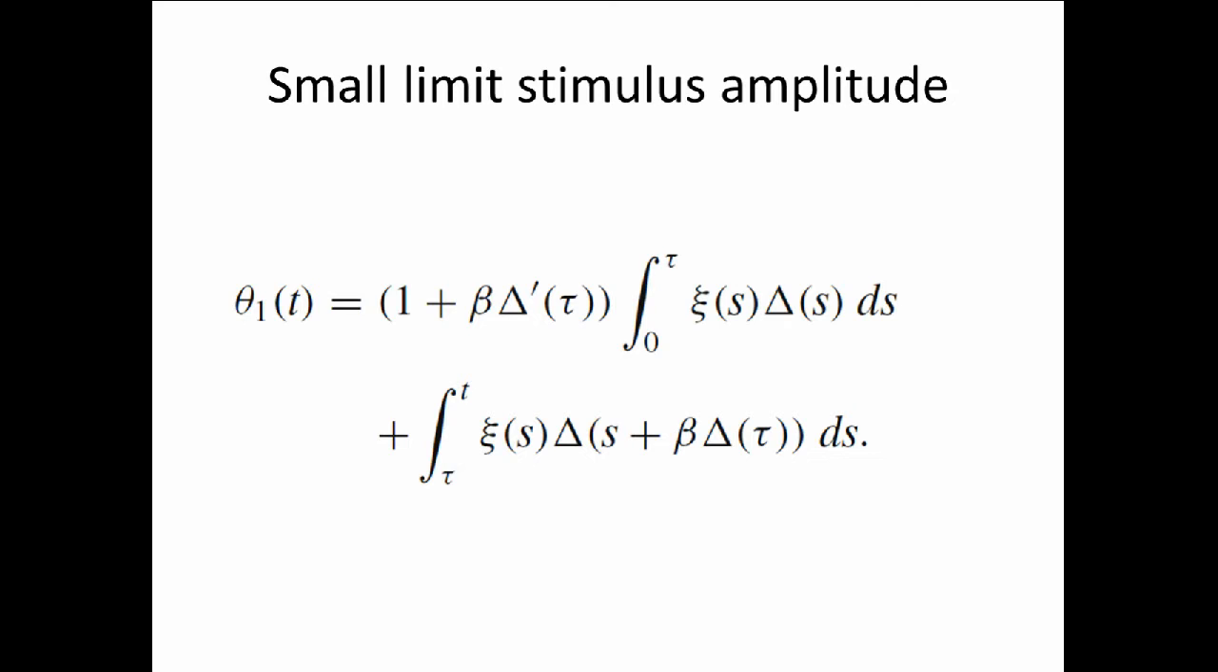Theta of t is the variance at phase or time t of the stimulus. Beta is the stimulus amplitude. Delta is the phase response curve, and delta prime is the slope of the phase response curve. And c is the amplitude of the noise term.